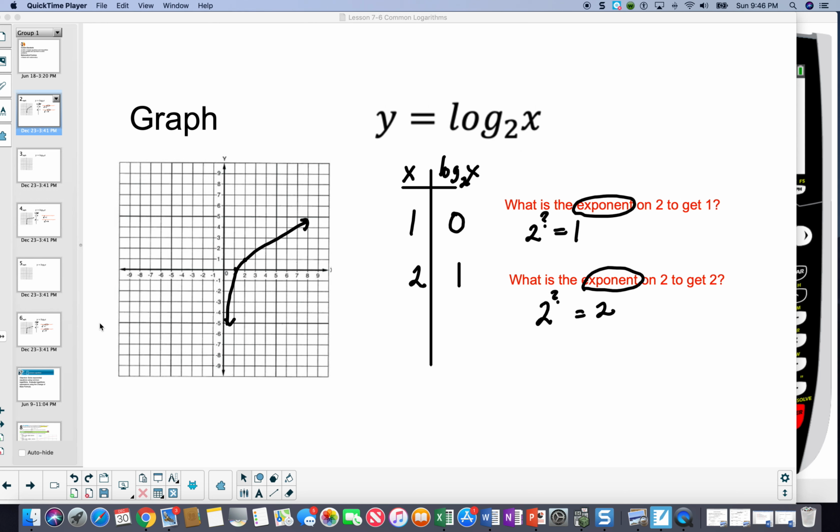Warm up for lesson 7-6. Let's take a look at graphing the logarithm that we did before. Remember that two numbers that you can use for your input are the number 1 and the base number as well. And remember, this is the question we ask.